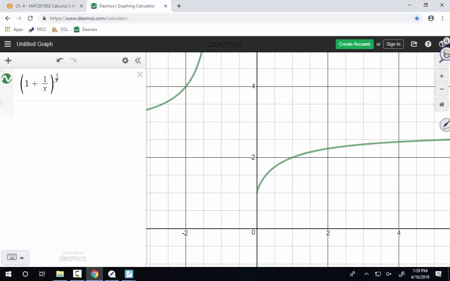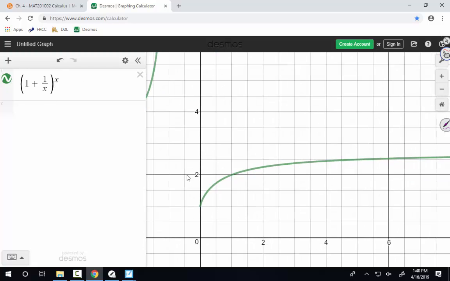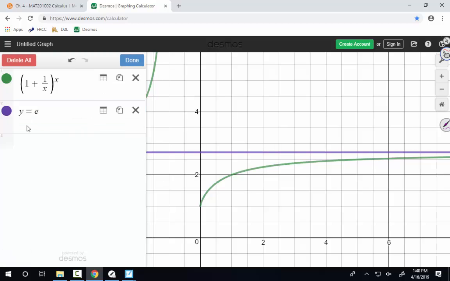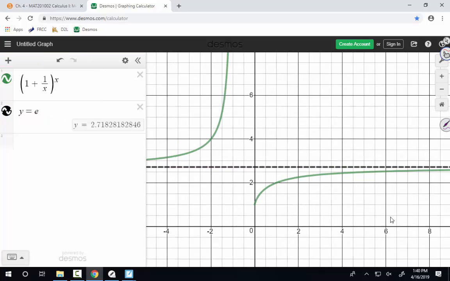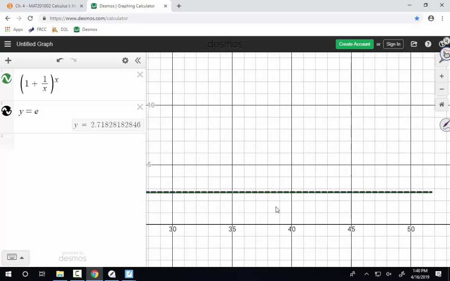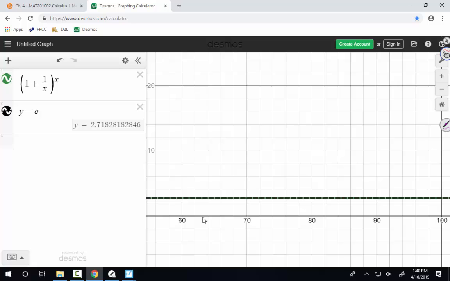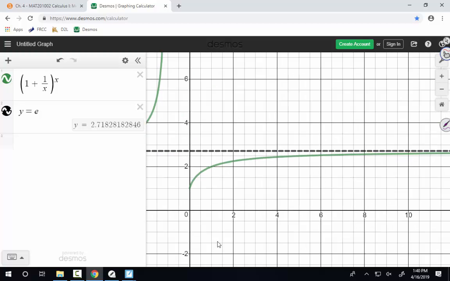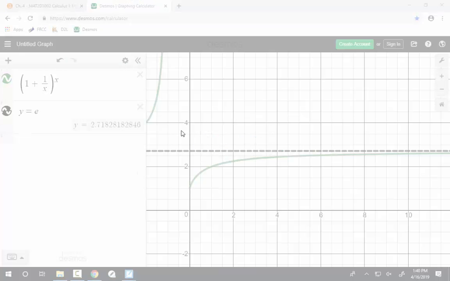So here's our 1 plus 1 over x to the x. We said that as x approaches infinity, that should describe the end behavior, or the horizontal asymptote. So we can see out towards positive infinity, the function is approaching that line, y equals e.